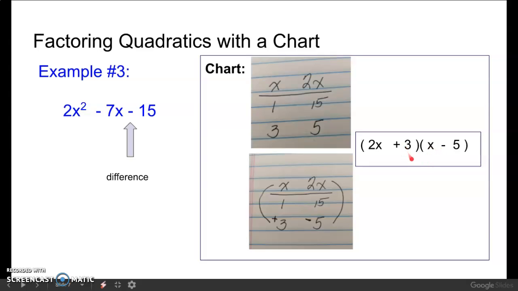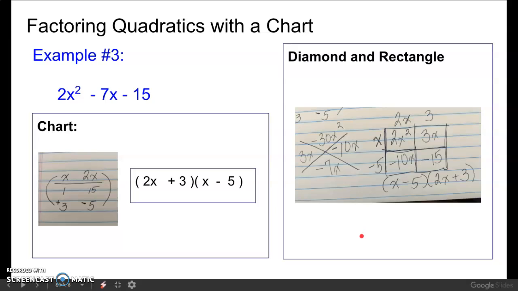So x and 3 would be my inners, and then 2x and negative 5 are my outers. Right, now in terms of the generic rectangle and diamond, I started here with my first and third terms. Then I came over here for my diamond, so I multiplied the first and third terms to get negative 30x. Okay, and then I wrote my sum here, negative 7x.